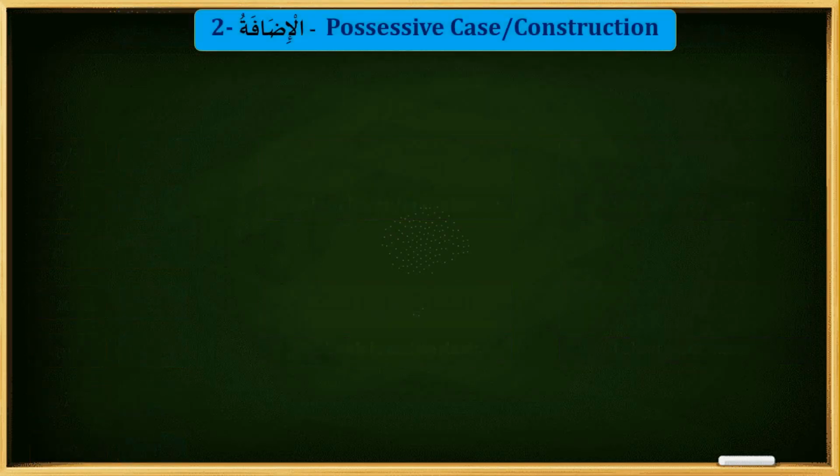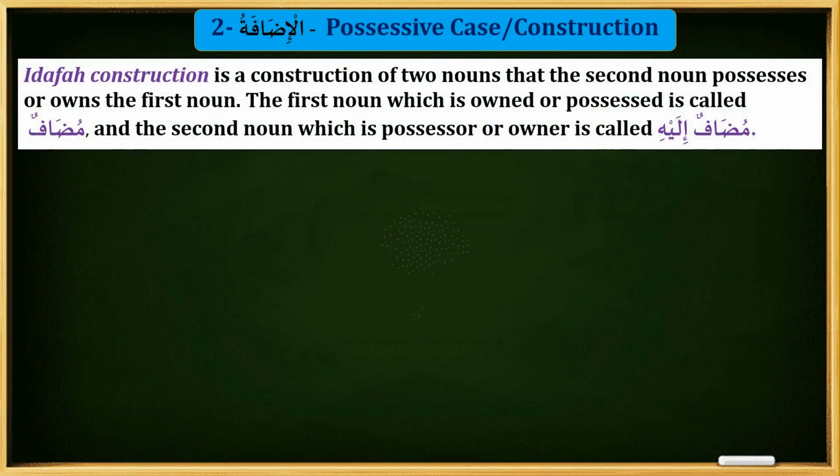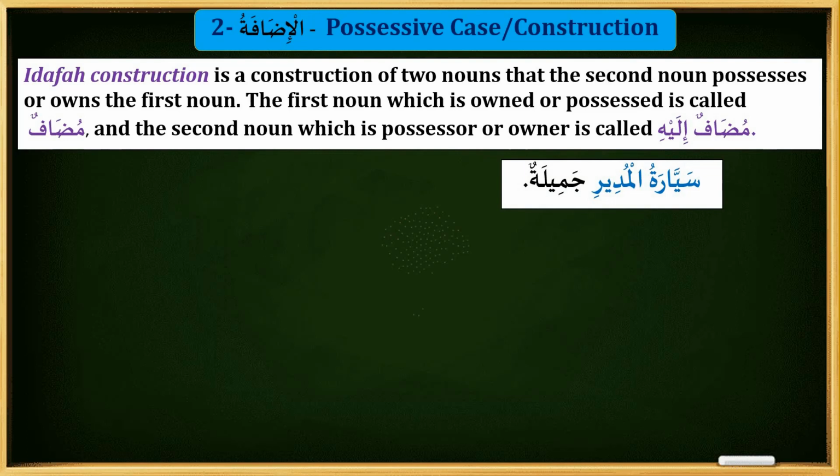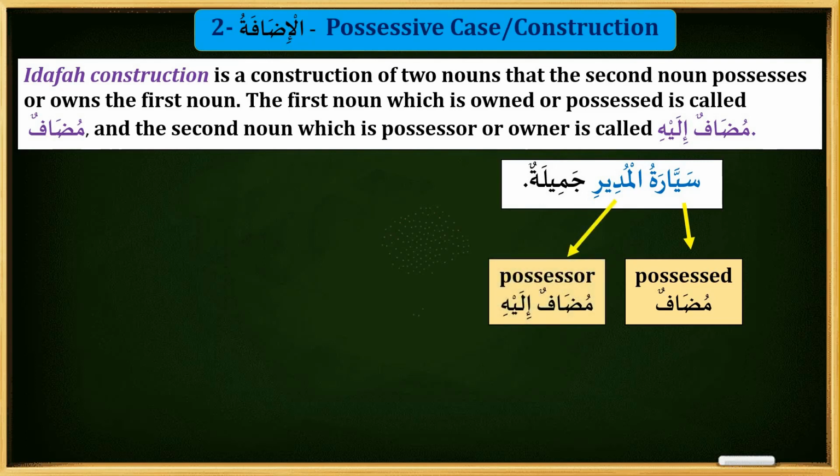The second one is al-idafa, possessive case or construction. Idafa construction is a construction of two nouns in which the second noun possesses or owns the first noun. The first noun which is owned or possessed is called mudaf, and the second noun which is possessor or owner is called mudafun ilayh. Examples: sayyaratul mudiri jamilatun. The first word is possessed or mudaf, and the second word is possessor or mudafun ilayh. The second word gets kasra.